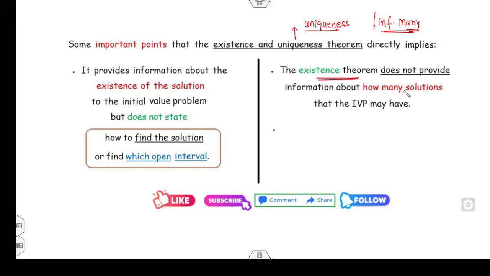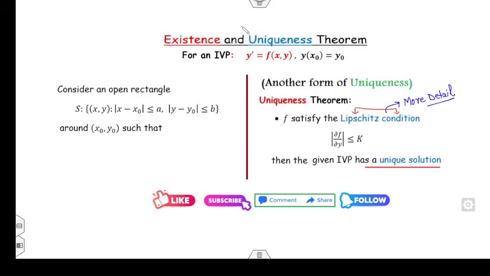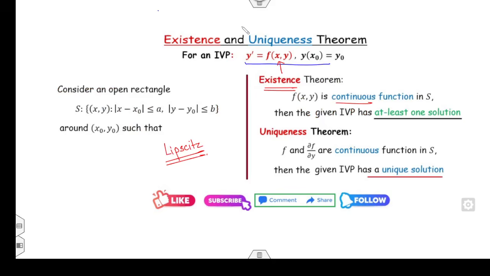The existence theorem does not provide information about how many solutions we have. Fine. So the uniqueness theorem will provide how many solutions we have, the one solution, but existence says that a solution will exist. If you look at it again, how many solutions will exist? You can see at least one solution exists. So at least one means it may be one, it may be two, it may be three, and so on. So the existence theorem will not provide any information, but the uniqueness provides that only one solution exists.